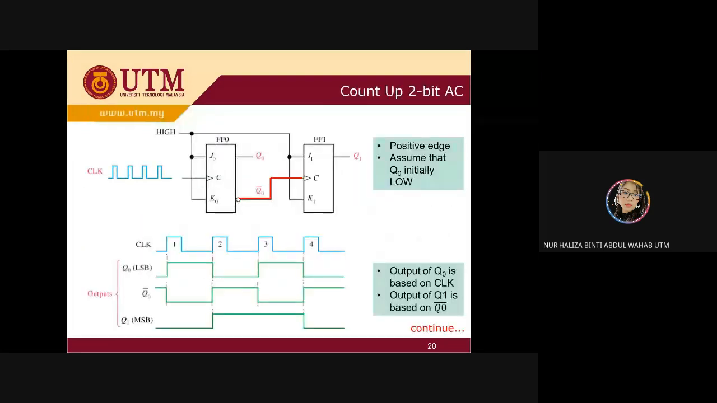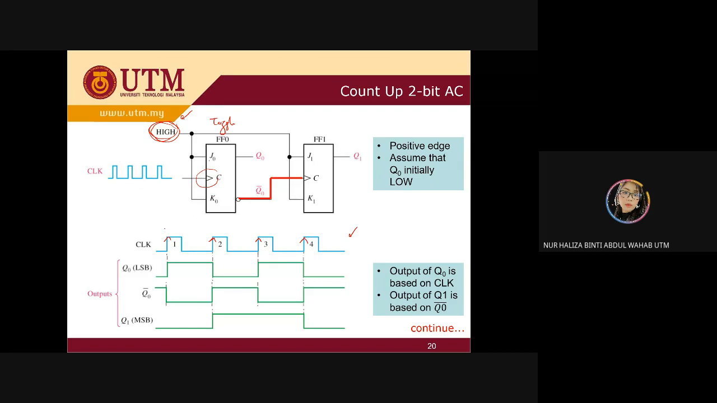Okay, about the timing diagram. For this timing diagram, what happens? You should see the inputs J and K. For this specific counter, J and K are connected to high always. And if you look at this clock, it is a positive clock. So draw the arrow here to help you see where the point is that you're going to toggle. Why toggle? Because J and K are 1.